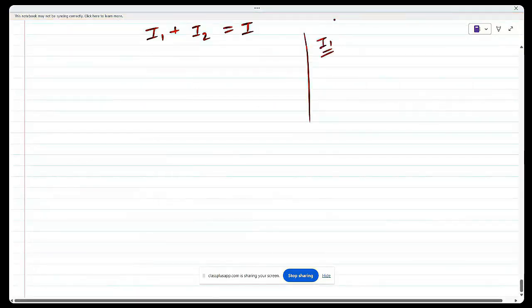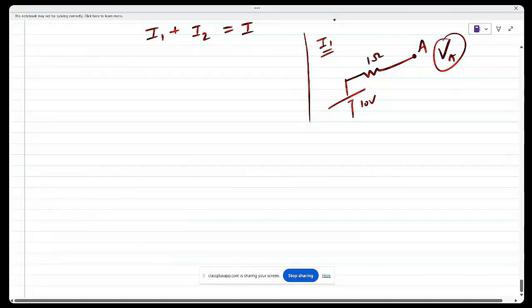Okay, this is the case. This is 1 ohm. This is node A. Here a 10 volt battery is connected, and here the voltage is VA, and this is the direction of your current. Now tell me, is the direction of current following the 10 volt battery or VA?